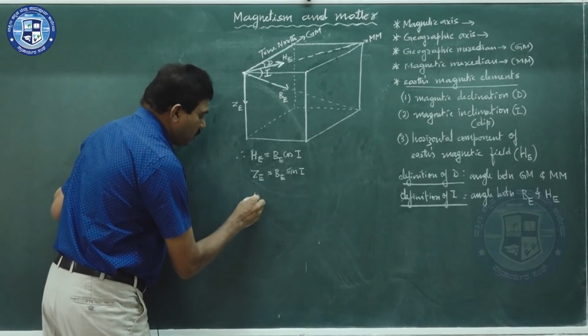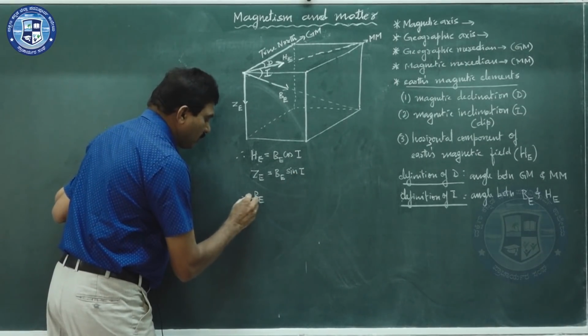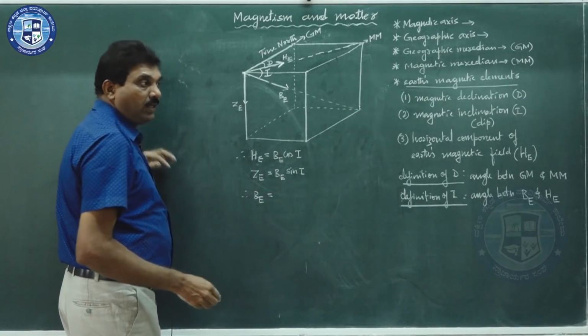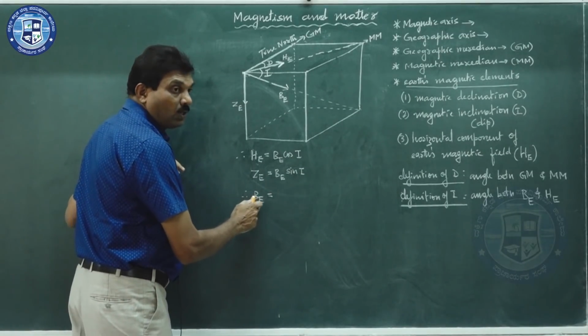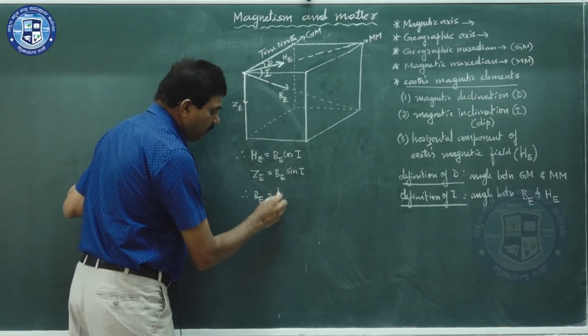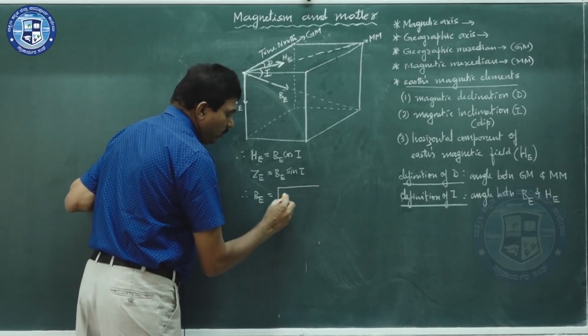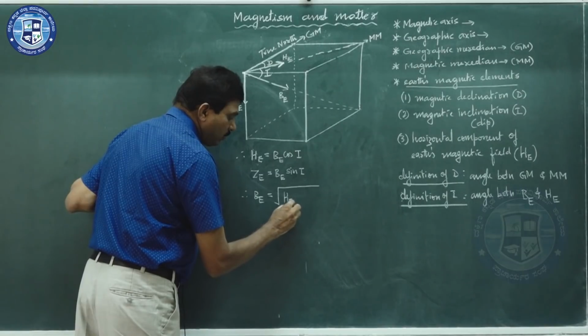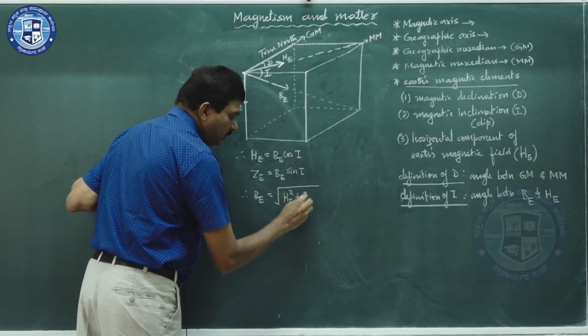Therefore, what is the expression for BE? The total magnetic field of the Earth, BE, is equal to the square root of HE square plus ZE square.